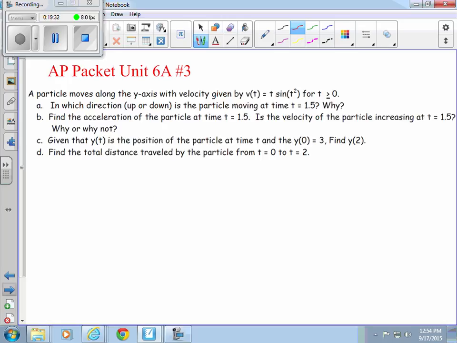Let's look at this. The particle moves along the y-axis with velocity given by that function there, for t greater than or equal to 0. Is this helpful? Do you feel like this is helping for your AP packet? Very much. I was going to try to find my key to that last problem and see if it was a calculator problem or not on the real exam.